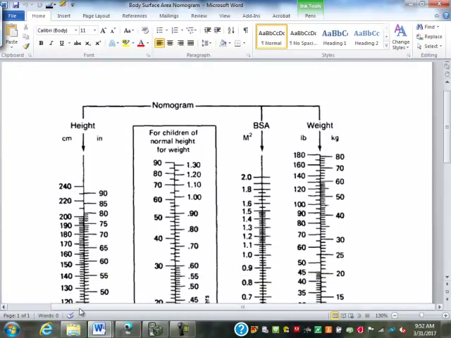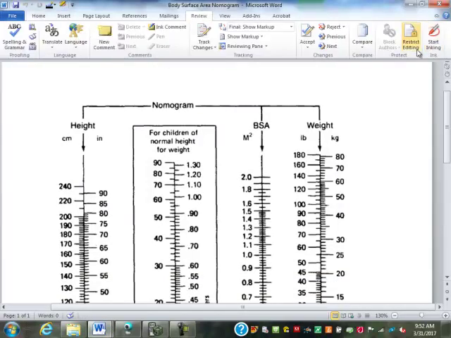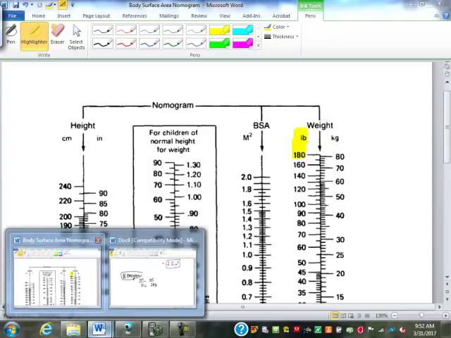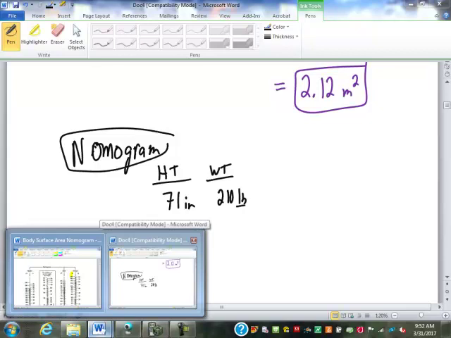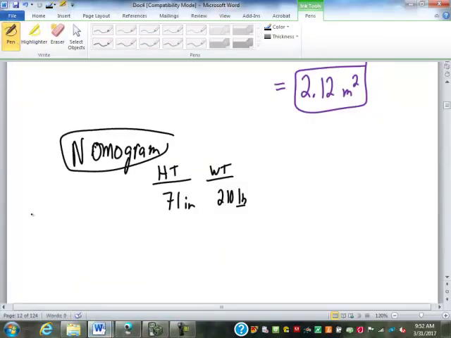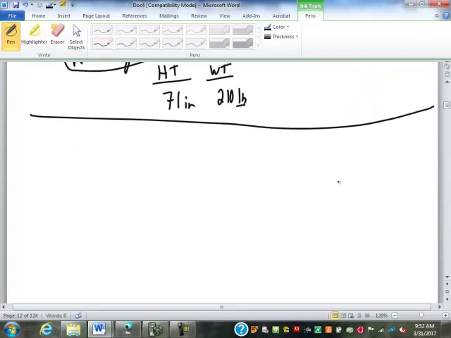So here's our nomogram. Yeah, the nomogram, unfortunately, only goes up to a weight of 180 pounds. So 210 pounds won't even appear on the chart. Kilograms only goes up to 80, so our 90 kilograms is going to be off the chart as well. So let's take a look at a different example. And we're going to calculate both ways. We're going to use the formula and we're going to use the nomogram.